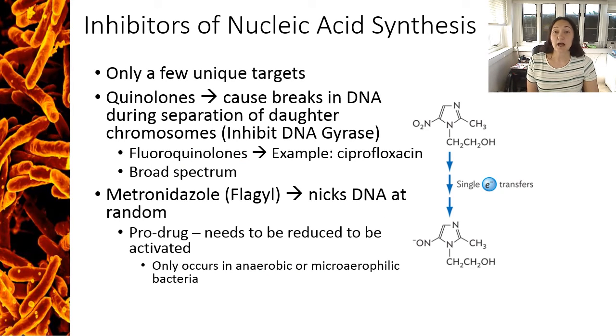I mentioned in the overview slide that there aren't very many classes that inhibit nucleic acid synthesis because most of the DNA replication or transcription proteins are similar between prokaryotes and eukaryotes. So there are a few unique targets. The quinolones are targeting that DNA gyrase, remember that I mentioned, that's involved in supercoiling, and those are things like ciprofloxacin. There are also antibiotics, mainly the metronidazoles. It has the brand name of Flagyl, that actually nicks DNA. So they damage the DNA directly.